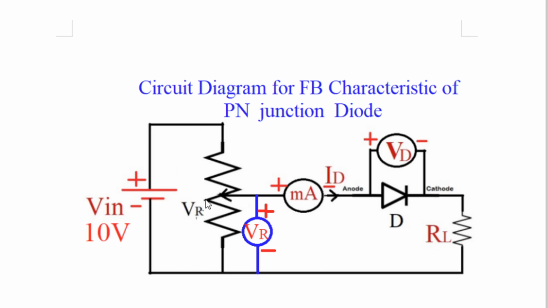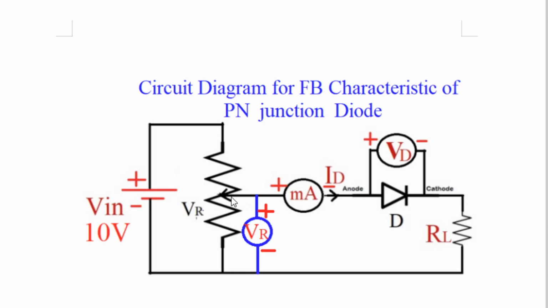So this variable resistor along with the battery, this entire circuit, having only two components, a battery of fixed voltage and a variable resistor as the second component, is called a variable voltage source.